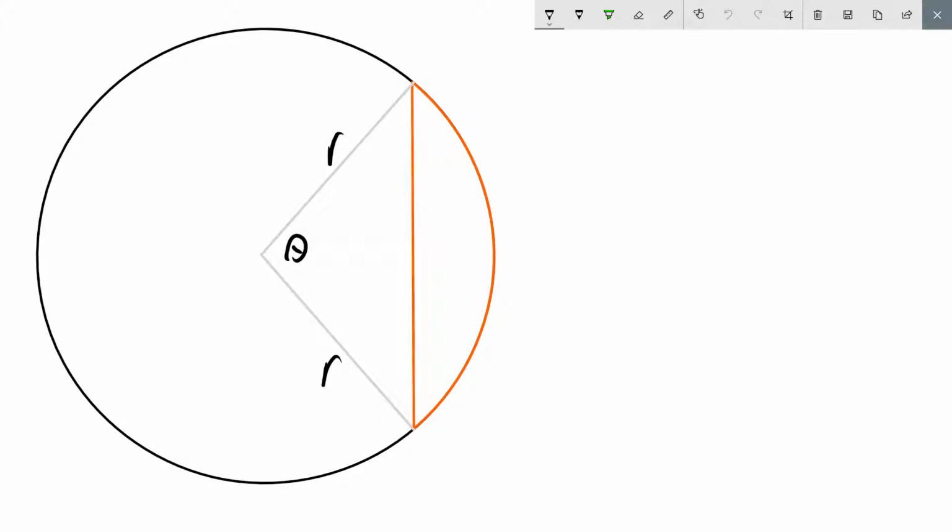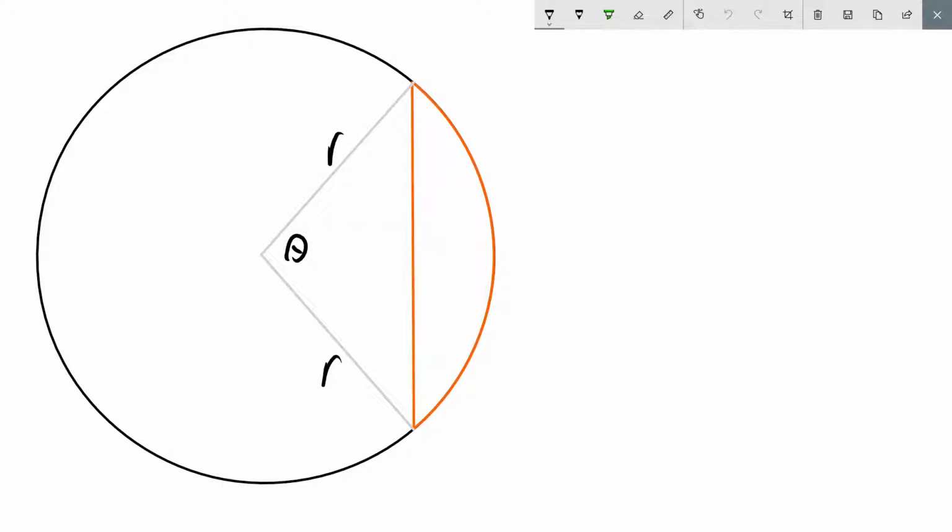Hello, and today we're going to be looking at an area of a segment. What an area of a segment is, is this orange highlighted area of a circle. So you have an arc, you draw a line from each end of the arc, and the area that it encloses, that's a segment.